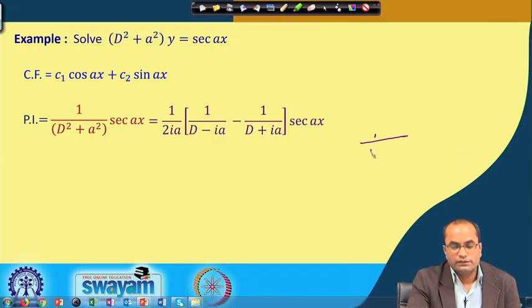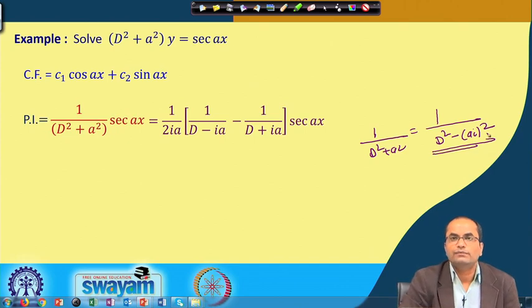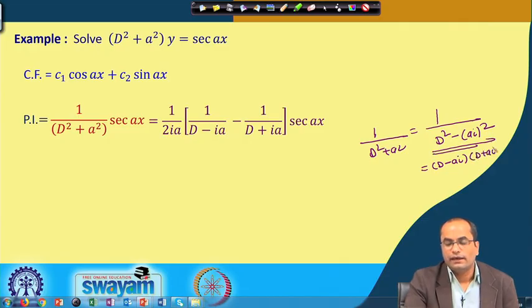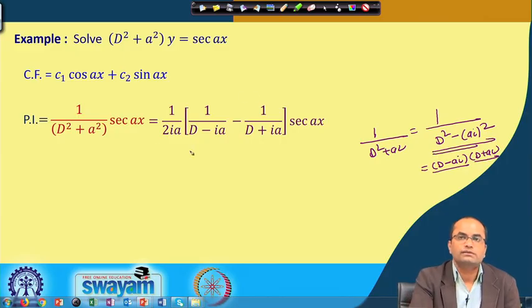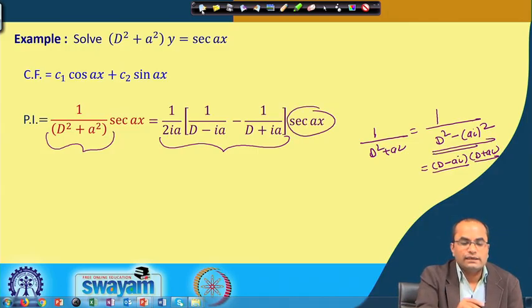So, 1 over d square plus a square is written as 1 over d square minus (ia) square. That means d plus ia and d minus ia, this is the product of d minus ia and d plus ia, so 1 over (d minus ia)(d plus ia), and then we can do the partial fractions. So, we will get this expression which is given here, 1 over d square plus a square, and now we want to operate on this sec ax.